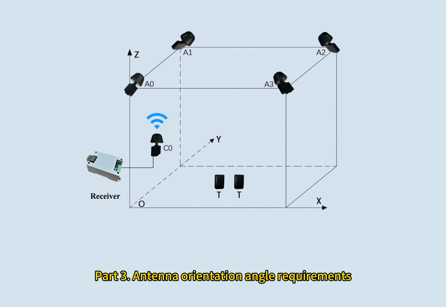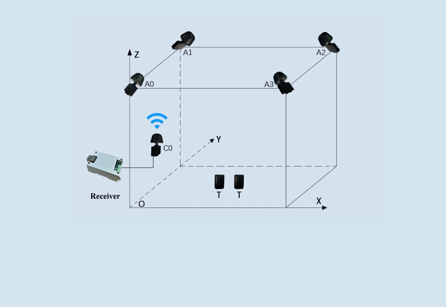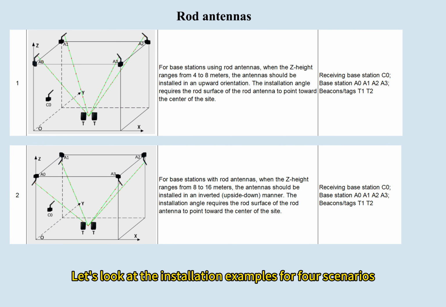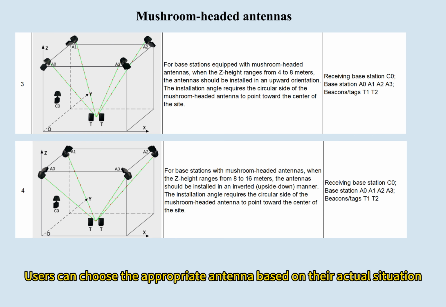Part 3. Antenna orientation angle requirements. Let's look at the installation examples for 4 scenarios. There are 2 antenna options available. Users can choose the appropriate antenna based on their actual situation.